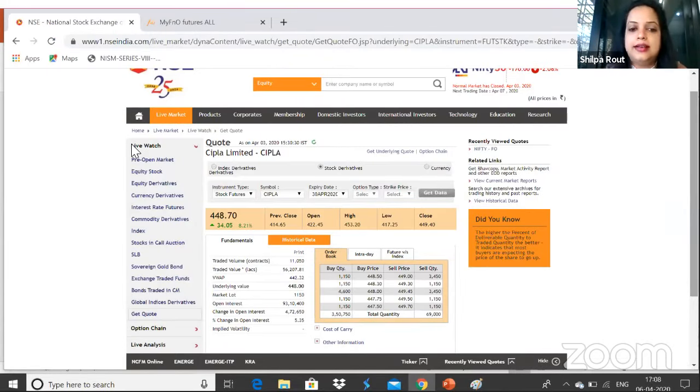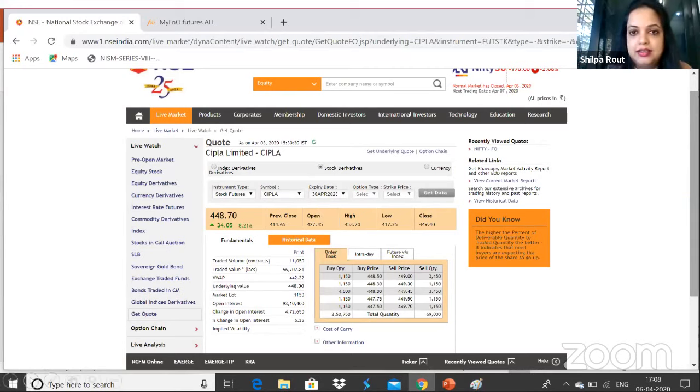So this is the NSE web page. When you go to NSE, make sure you go here and filter equity derivatives. When you do equity derivatives, you need to type your stock. Let's say I took Cipla here. When you enter, you will see this particular page. It is for the last trading session, that is Friday.